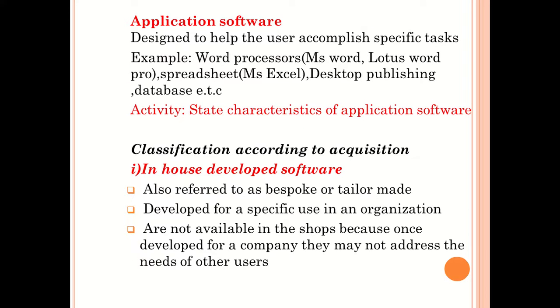Another example under the classification according to purpose is application software. Application software is the type of software designed to accomplish specific tasks. Examples are word processors, spreadsheets, desktop publishing software, and databases. One of the characteristics of application software is that it is mostly coded.